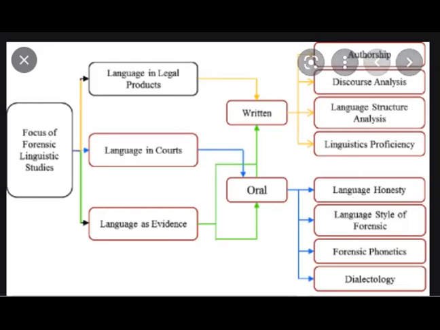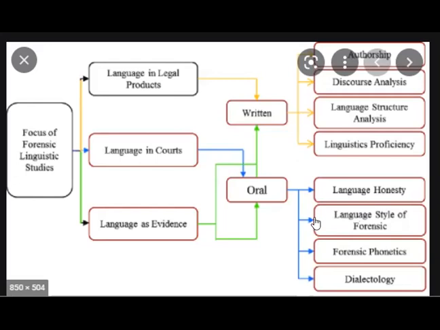It can be language honesty, which you want to analyze. For example, I've just given you the example of a case where a person is interrogated, or a person is a witness in the court and is narrating the story. Through the language, you get to know whether whatever the person is saying is honestly the same thing they have witnessed, or whether there is some fabrication involved. Then the language style of forensic style we are also going to discuss in detail.